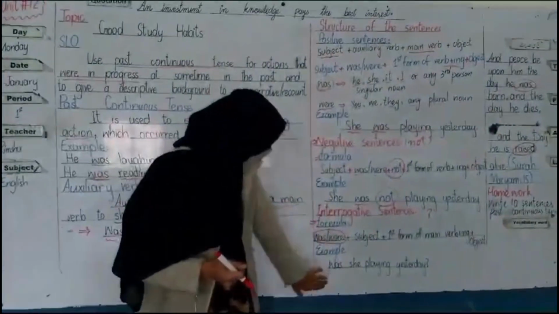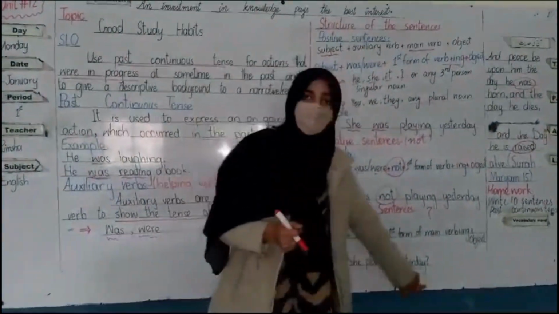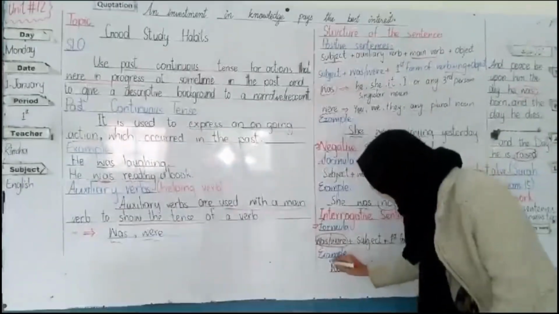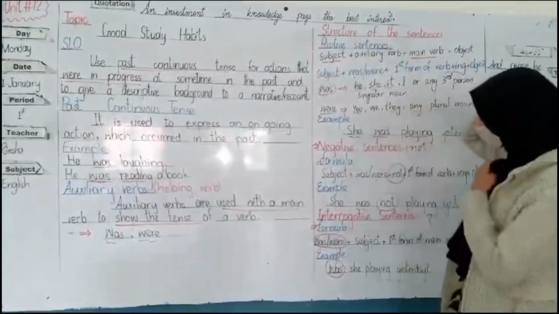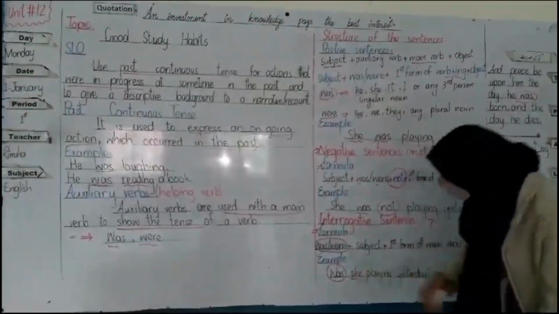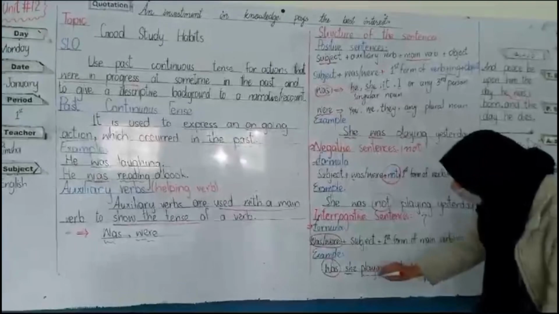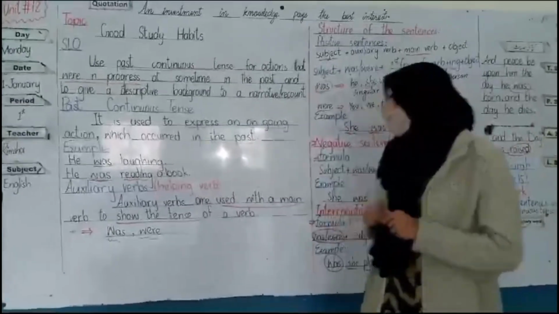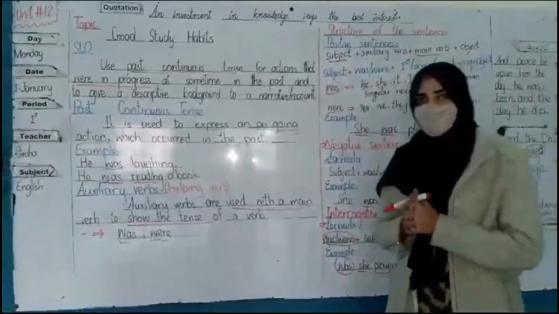Let's see an example. Was she playing yesterday? We are using was in the start of the sentence. Was is the auxiliary verb, and then she is subject of the sentence. Playing is the main action, main verb, and yesterday is an adverb. So here it is past continuous tense.